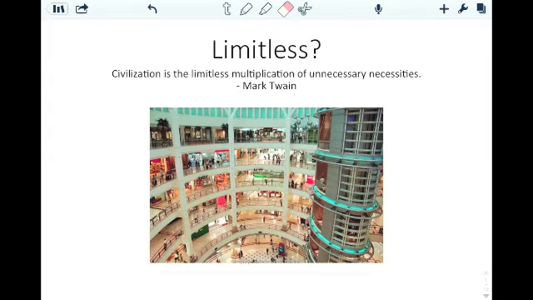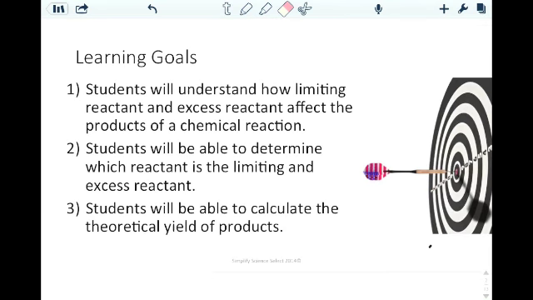Okay, let's talk about Limitless. This is a lecture to introduce the concept of limiting and excess reactants. The quote that we have here is, "Civilization is the limitless multiplication of unnecessary necessities." So let's look at our learning goals.